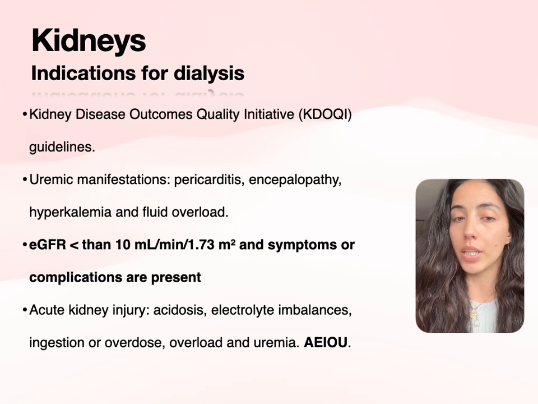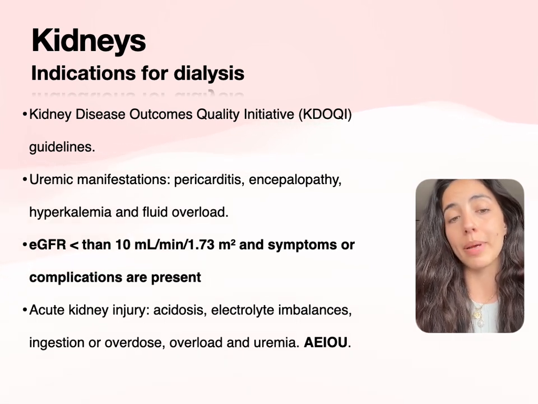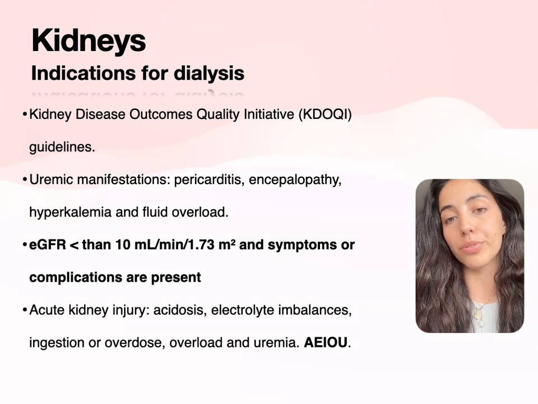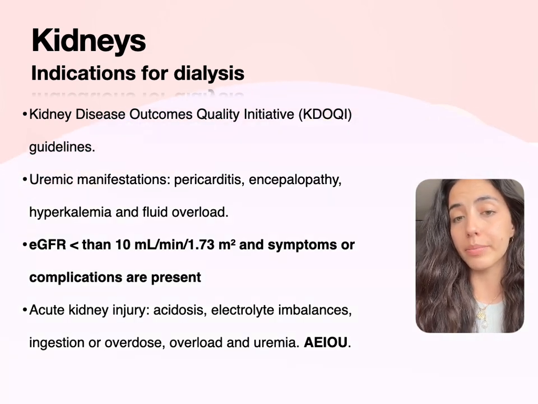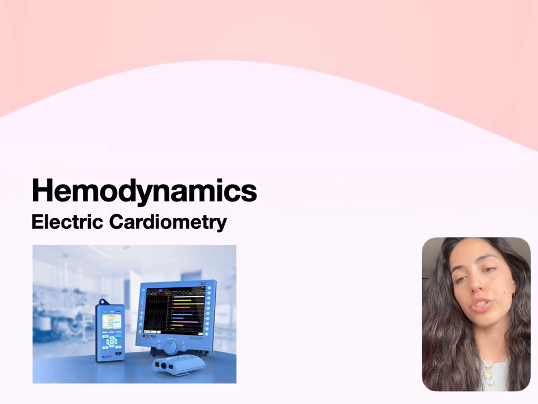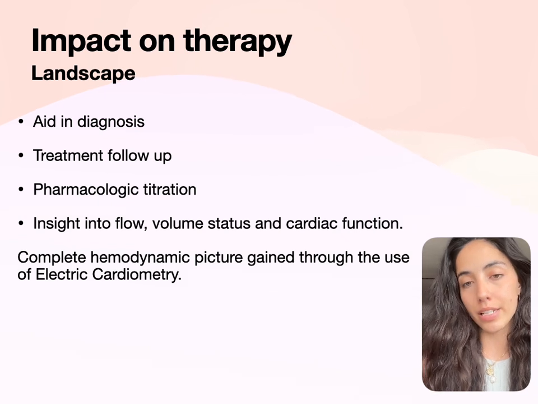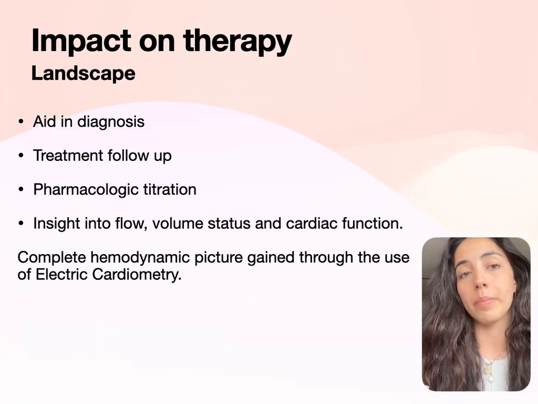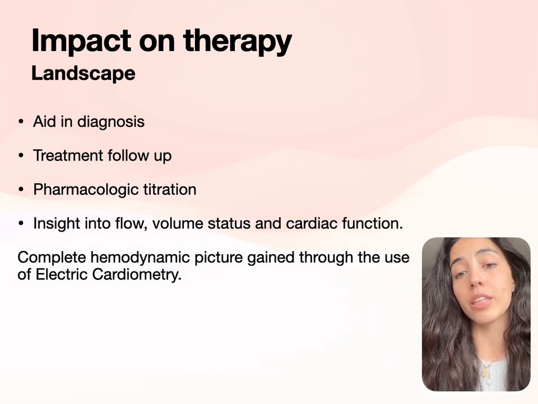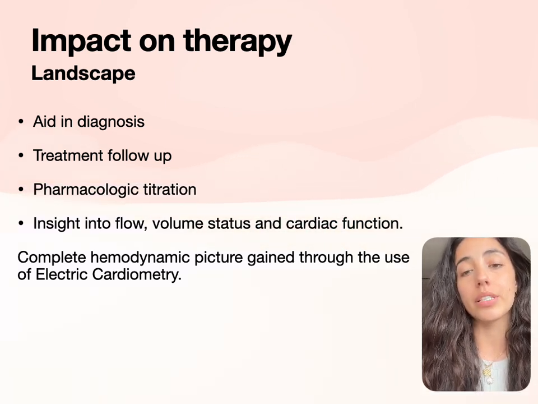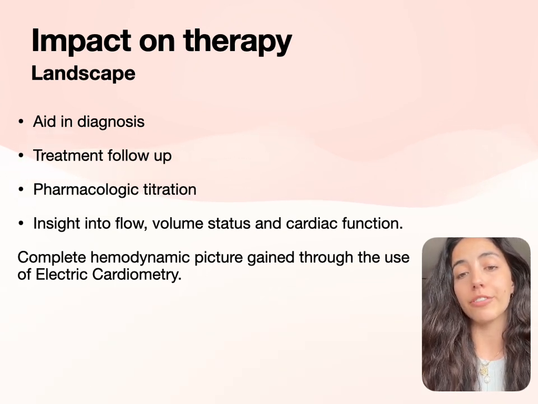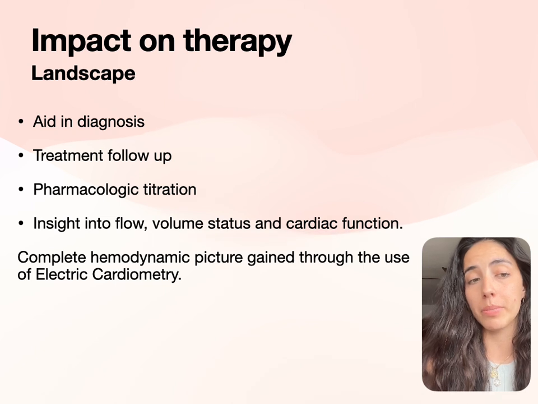In the context of acute kidney injury, we can see patients suffering from acidosis and electrolyte imbalances, in the context of, like I mentioned before, some sort of poisoning. The importance of electrocardiometry should be underscored because it can aid in the diagnosis of impairment in the moment of dialysis occurring. It can allow us to follow up in treatment. It can allow us to further titrate different pharmacological agents that the patient may be consuming.